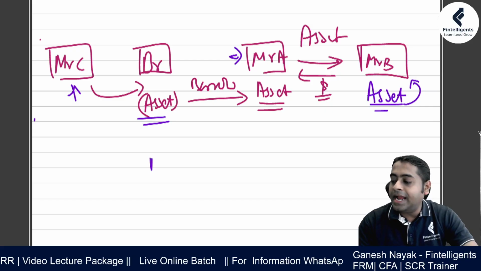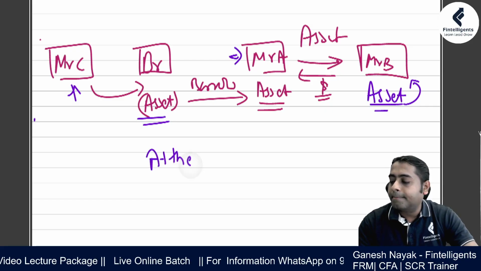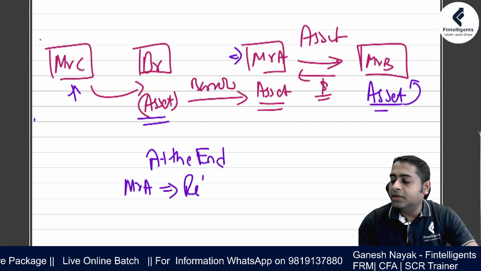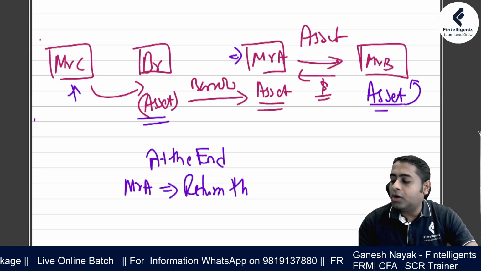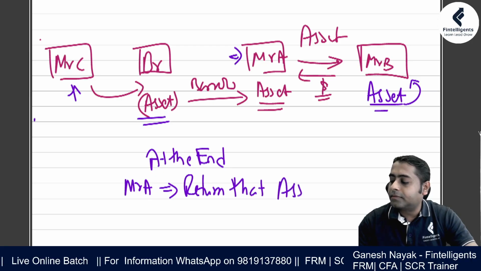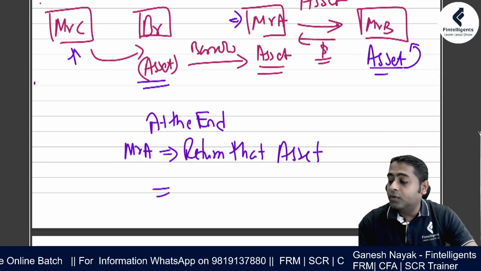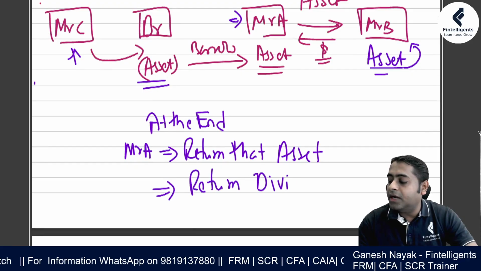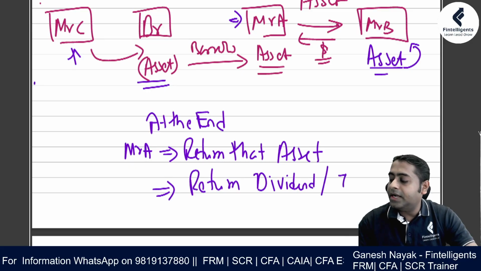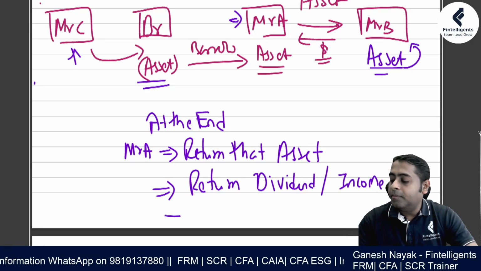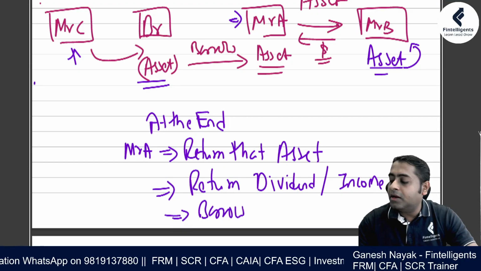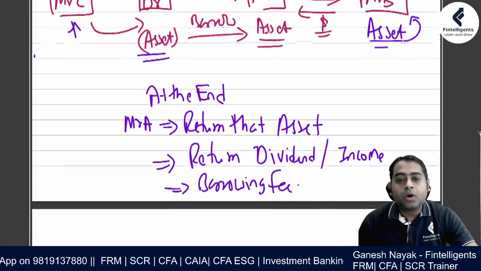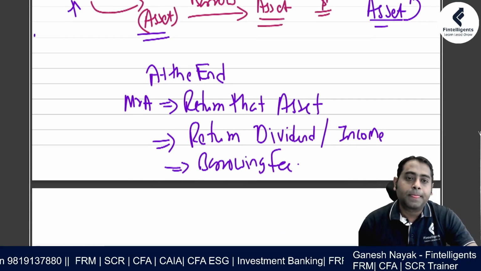So at the end, Mr. A will have to return that stock or that asset, he will have to return the dividend or pay the dividend or any income on that asset during that period, plus there will be a borrowing fee which you will have to pay to the broker. All of this has to be paid.